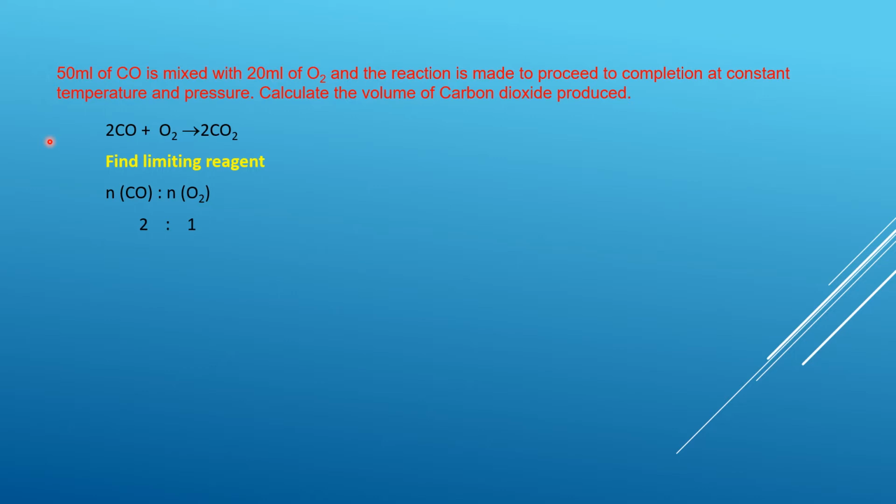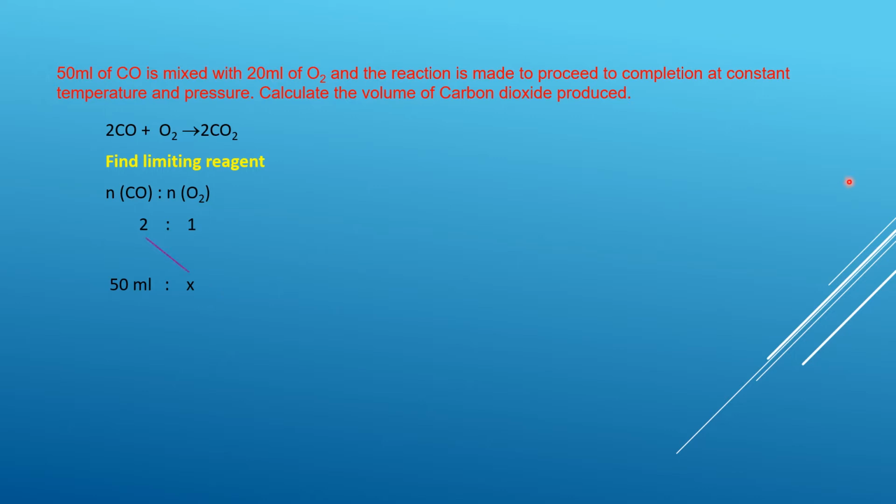So if 2 moles of carbon monoxide react with 1 mole of oxygen, what is going to happen if we are using 50 ml of carbon monoxide? How much oxygen is going to be required? You can see the ratio now. If carbon monoxide to oxygen is 2:1, and we have 50 ml of carbon monoxide, then how much oxygen is really needed in the equation?